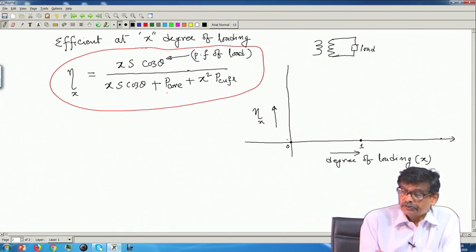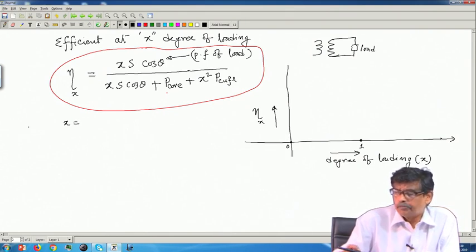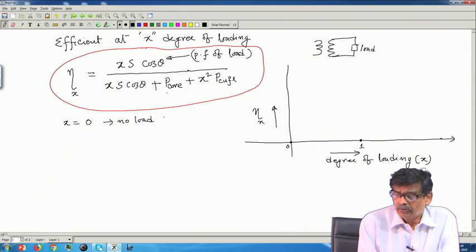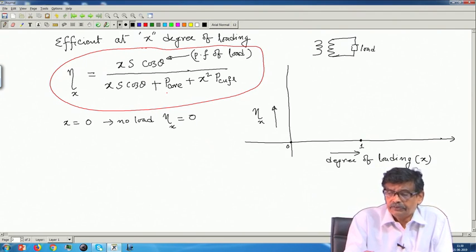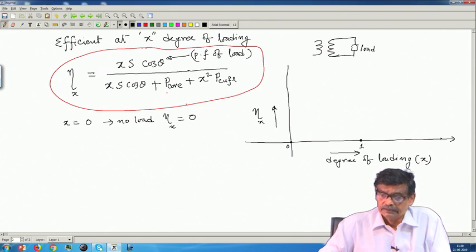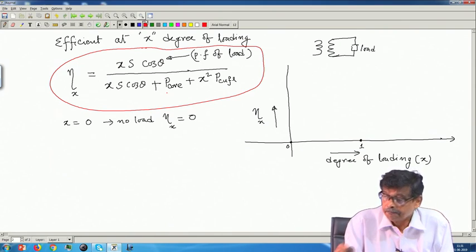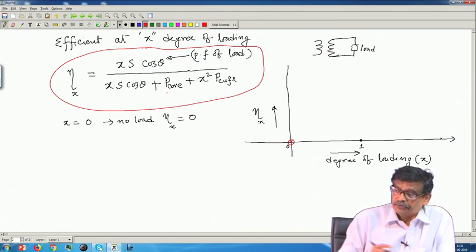Suppose x equal to 0. Let us see how this characteristic is expected to look. If x equal to 0, that is no load, efficiency obviously will be 0, because there is no output power, although there will be input power. So 0 by some finite number P core gives the efficiency under no load condition, and that is this point.